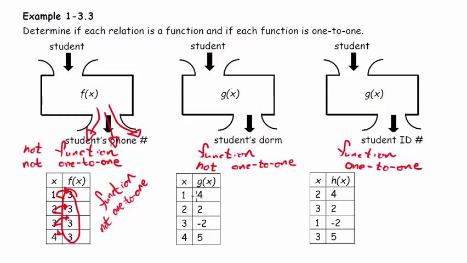All right, next, let's see here. 1 is associated to 4. 4 is only associated to 1. Okay, so that one has only 1. This one has only 1. 2, yep, that's only 1. 3 is associated only to -2, and -2 only to 3. And lastly, 4 to 5, and 5 only goes to 4. So yes, this is a function, and it is one-to-one.